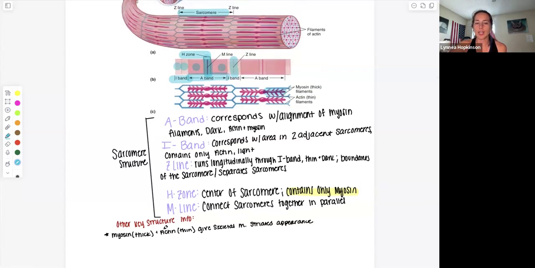Another key structure fact that you're going to need to know is that the myosin and the actin are what give skeletal muscle its striated appearance. So if you looked at muscle through a microscope and saw that it looked striated, that would be due to the actin and myosin present within the skeletal muscle.